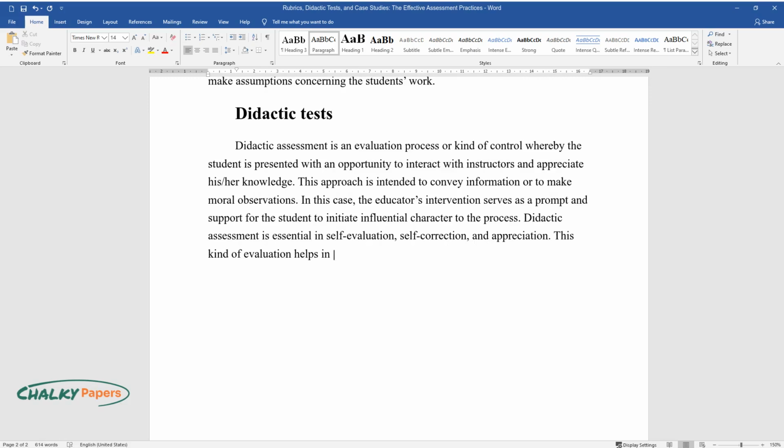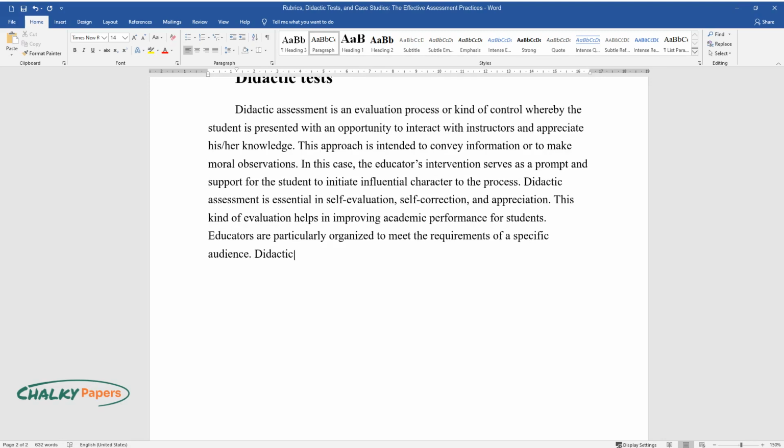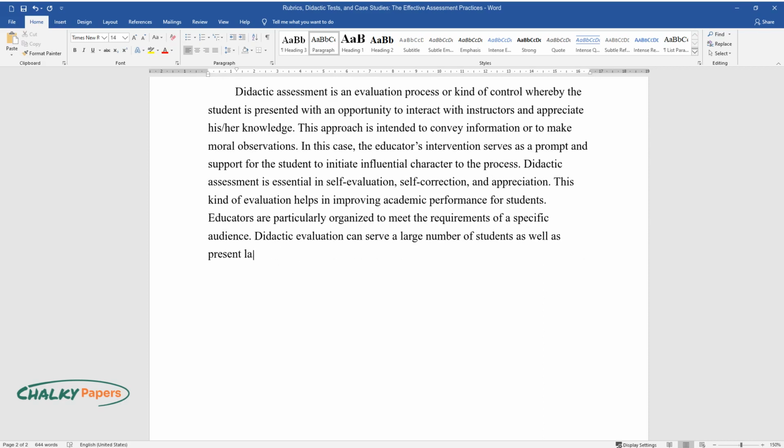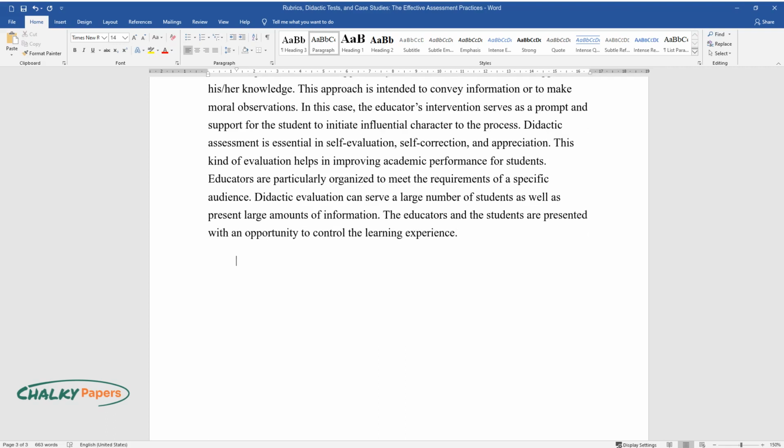This kind of evaluation helps in improving academic performance for students. Educators are particularly organized to meet the requirements of a specific audience. Didactic evaluation can serve a large number of students as well as present large amounts of information. The educators and the students are presented with an opportunity to control the learning experience.